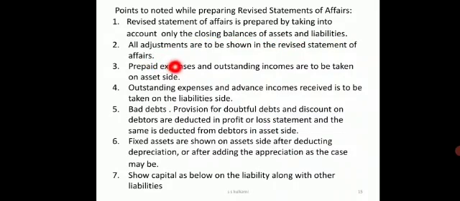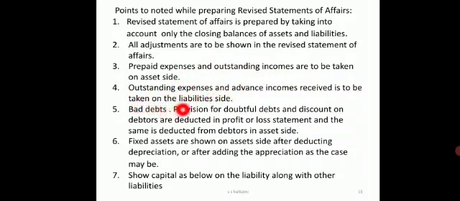Now we have prepaid expenses and outstanding incomes. As in financial statements, prepaid expenses and outstanding incomes are treated as assets. So these have to be taken as assets on the asset side. Similarly, we have outstanding expenses and advance incomes. Both should come on the liability side.